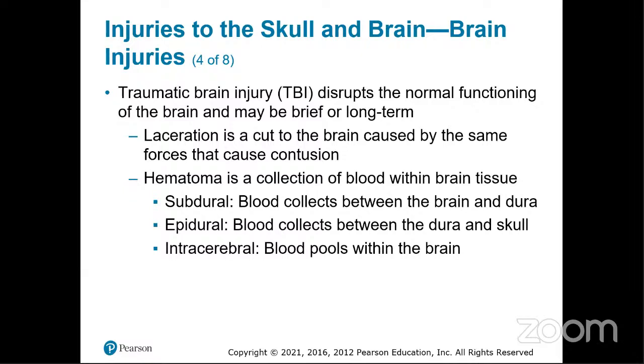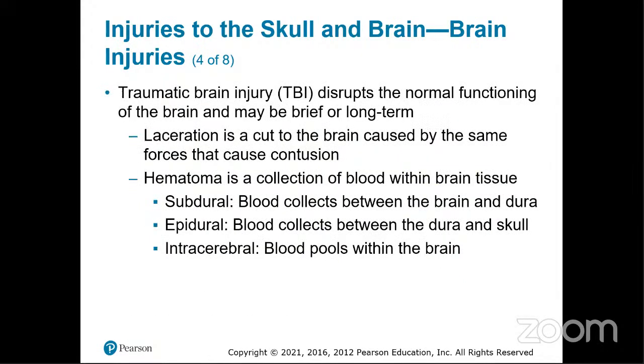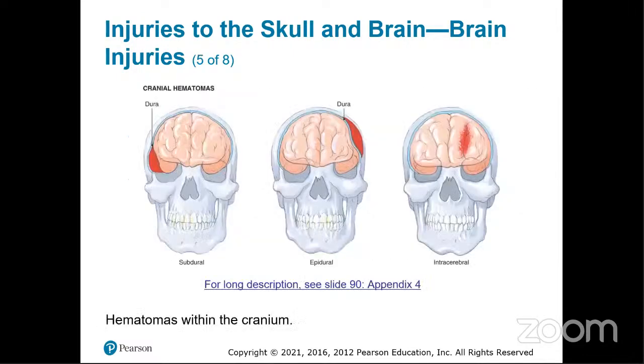It's great, the brain's surrounded in these nice sacs for all of that. Provides a lot of fluid, but it doesn't allow for any swelling. So you have a subdural bleed, which is between the brain and the dura mater on the brain. An epidural is between the dura and the skull. And then an intracerebral is when blood pools within the brain.